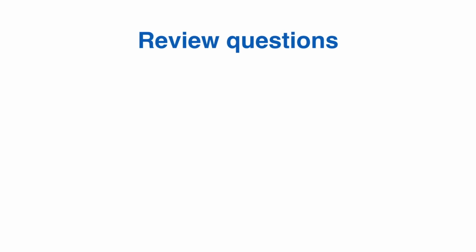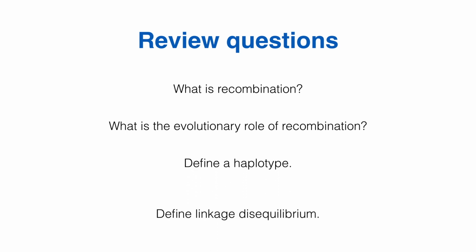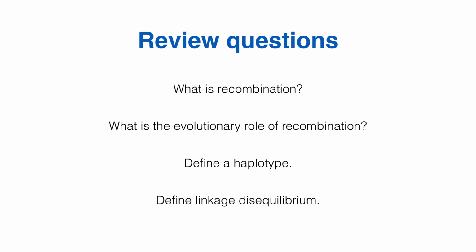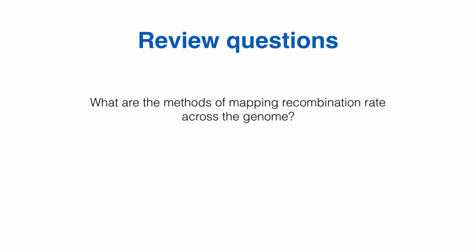I prepared some review questions at the end of this lecture. What is recombination? What is the evolutionary role of recombination? Can you provide a definition of a haplotype? Can you define linkage disequilibrium, or LD? What are the methods of mapping recombination rates across the genome? Can you explain phasing? How do you use tag SNPs?